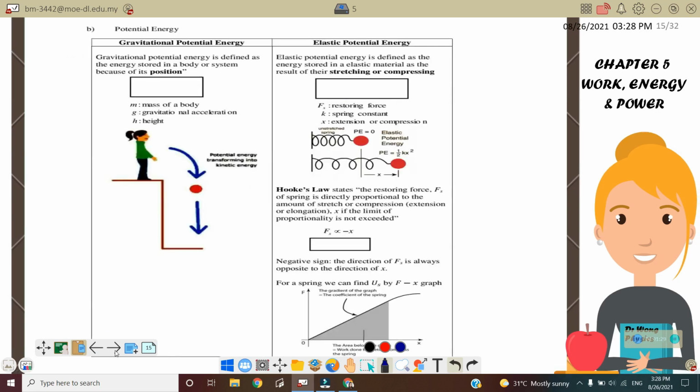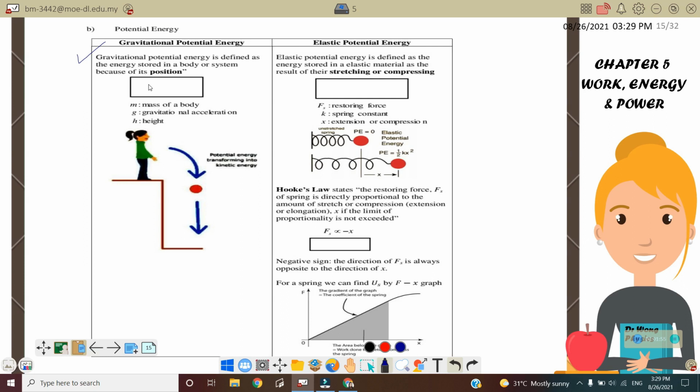Next, let us continue with potential energy. Here, we have two types of potential energy. The first one is the gravitational potential energy, and the second one is the elastic potential energy. Looking at the first one, gravitational potential energy is defined as the energy stored in the body of the system because of its position.